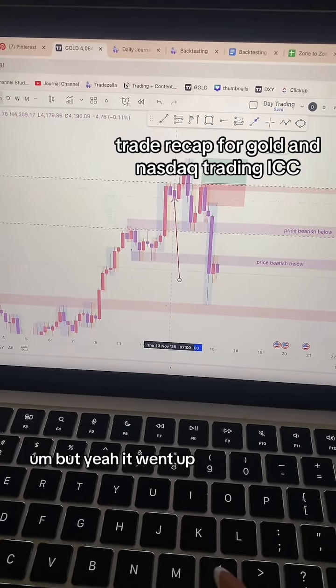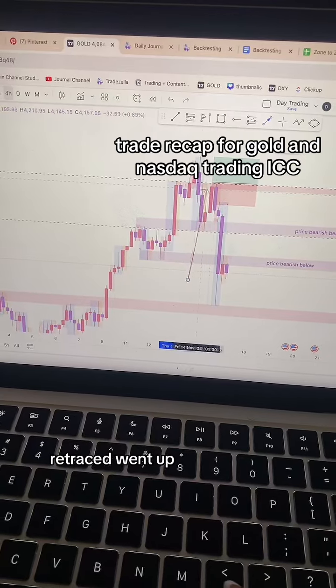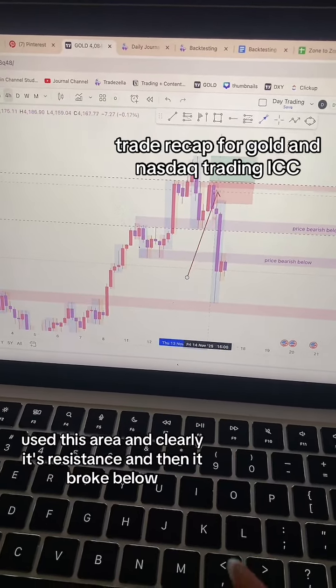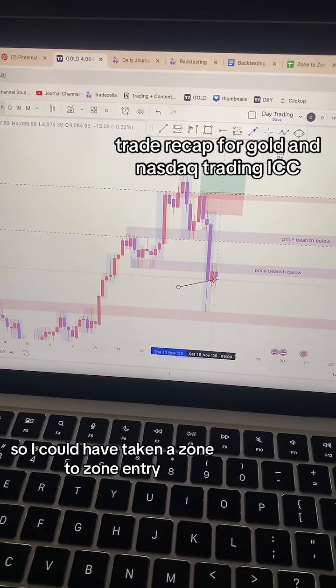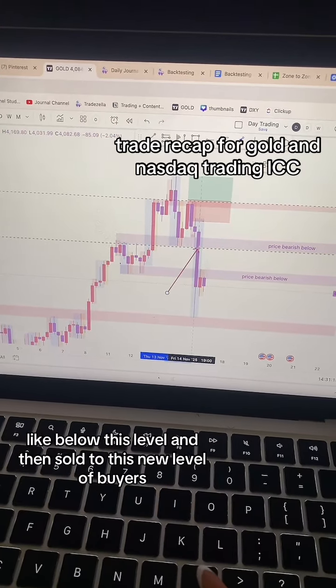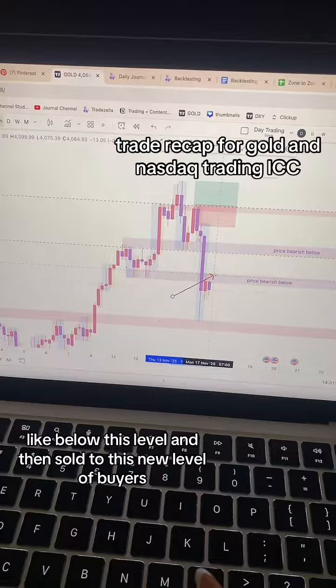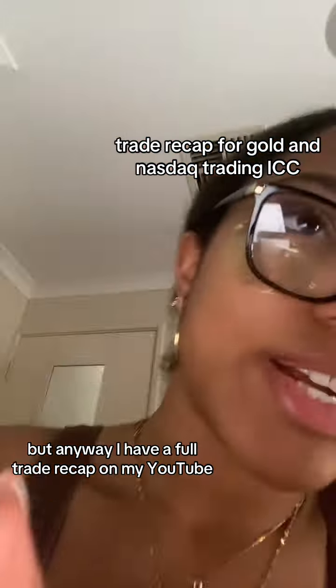But yeah, it went up, retraced, went up, retraced, went up, used this area, and clearly it's resistance, and then it broke below. So I could have taken a zone to zone entry below this level and then sold to this new level of buyers, but yeah, that's hindsight. But anyway, I have a full trade recap on my YouTube.